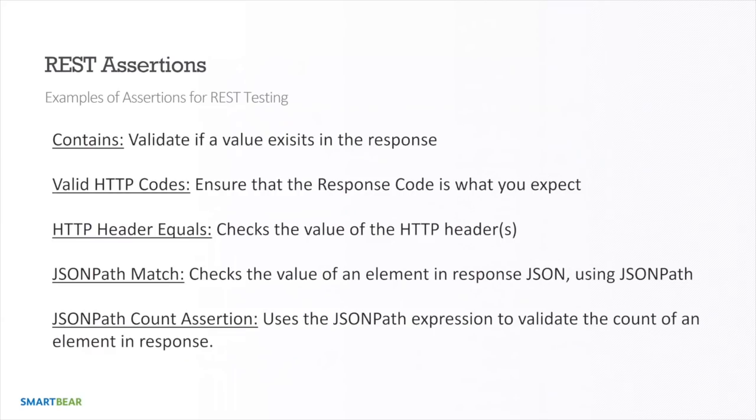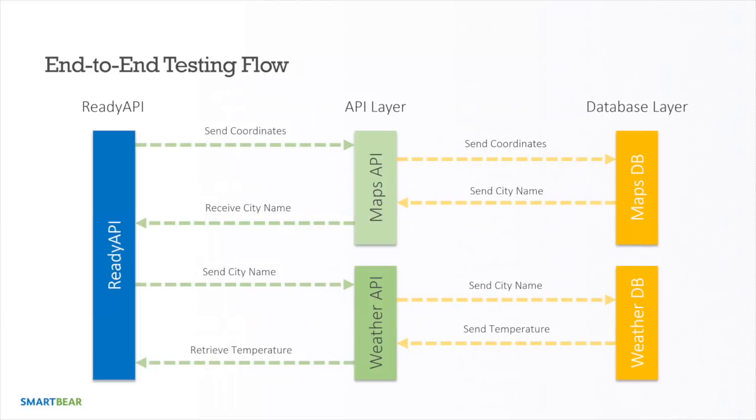Yeah, I'm actually going to skip here and go to this end-to-end testing flow. This is an example, and this is something we'll see in our SoapUI Pro, that we can, as a Ready API client, ask, let's say, a Maps API for an actual city name based on coordinates. And then with that city name, we can go ask another API to do something else of the Maps API. But in this example, we're going to ask a weather API the temperature of that city name.